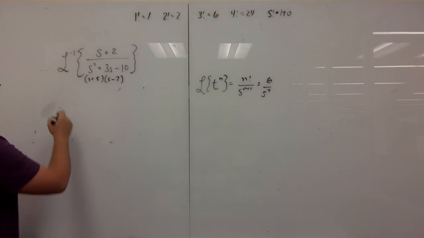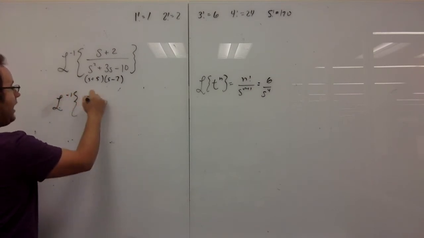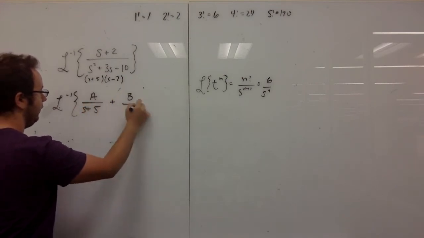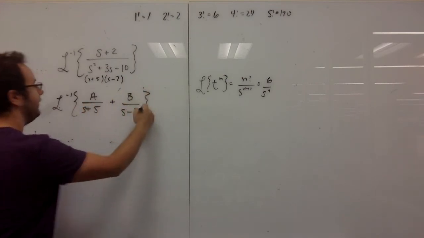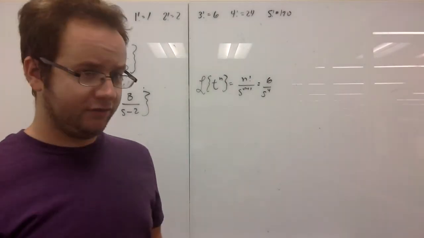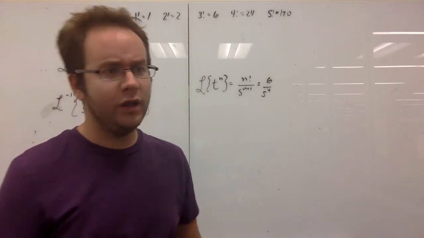Now, we know that using partial fractions, we can break this into Laplace inverse of a over s plus 5 plus b over s minus 2. The values of a and b are to be determined by whatever method you like to use. You can solve a system. We can also use that method called the cover-up method, which works pretty well in this case.